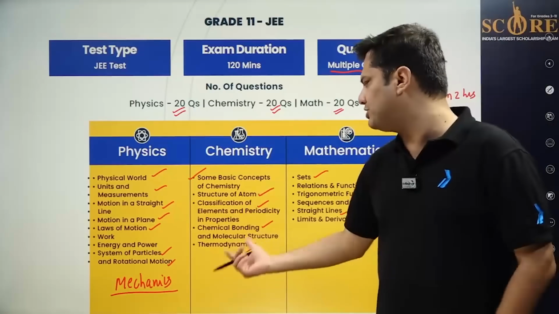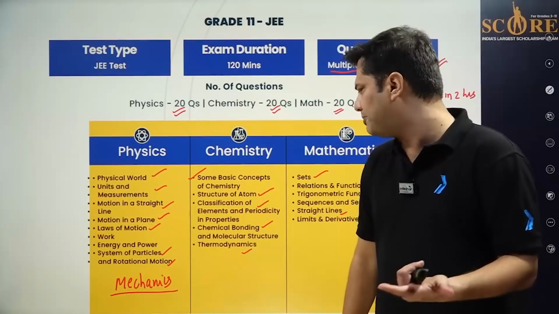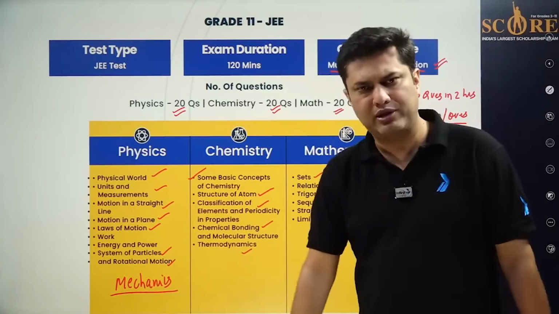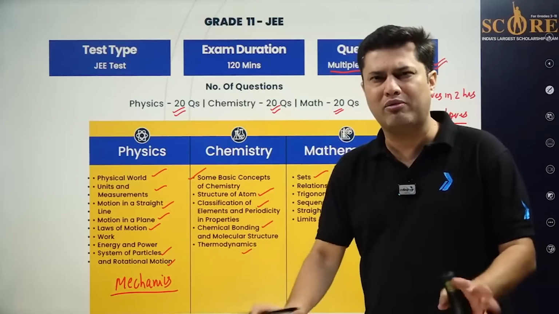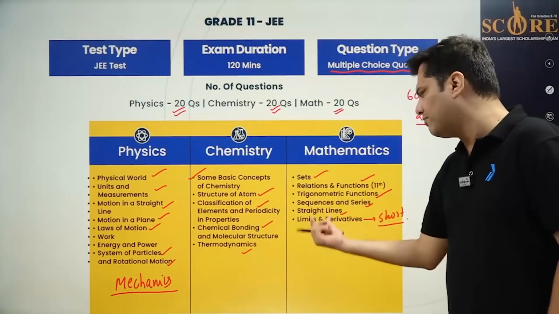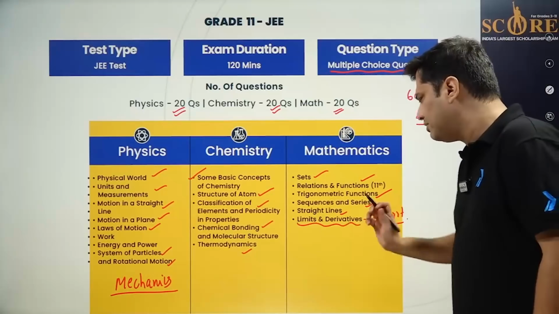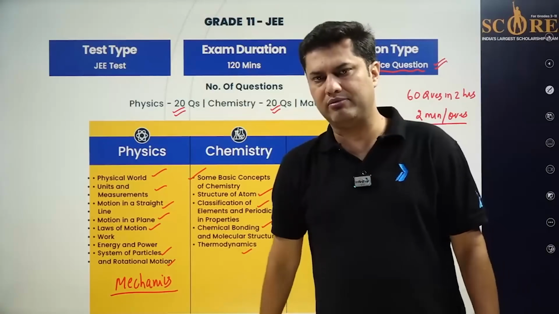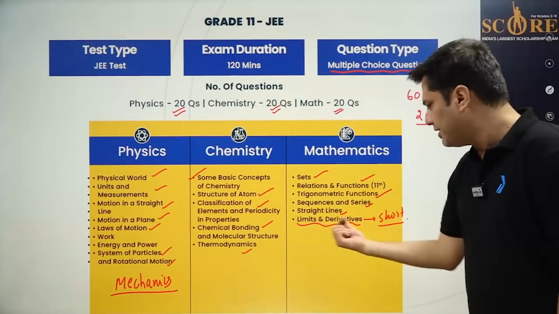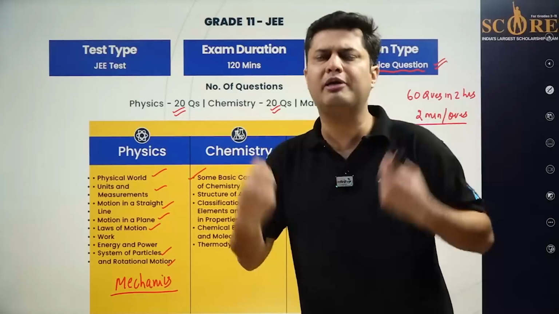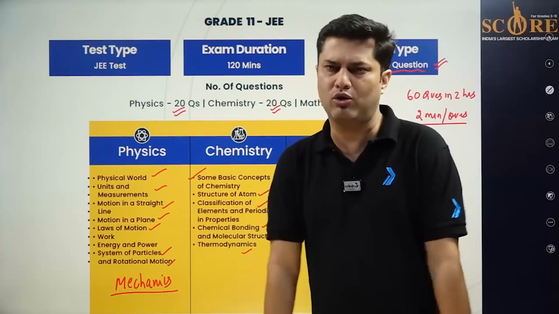In chemistry, its initial chapters: atomic structure, mole concept, periodic table, chemical bonding, thermodynamics. These initial chapters of chemistry will definitely be completed around August or at the start of September. And mathematics, I think you must have covered these chapters, especially limit and derivatives. Limit and derivatives we generally do at the end, but I will definitely teach you limit and derivatives. Straight line, sequence series and trigonometry will be 100% covered around August.